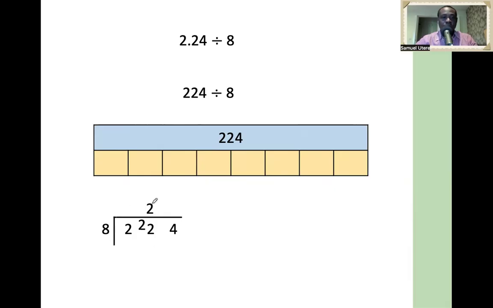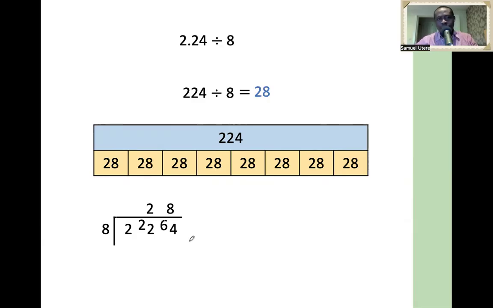Now, we know that 2 times 8 is 16. So we definitely have a remainder. And that remainder is 22 minus the 16. Okay? So that is 6. So we shift the 6 and write it next to the 4. Now we have 64. 64 divided by 8 is 8. So our answer of 224 divided by 8 is 28.